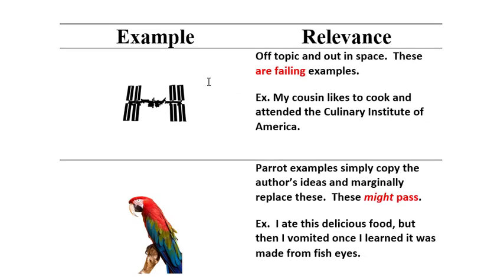So the first, let's call this a level of example, and I have my little space station here. With these sorts of examples, they're just failing because they're out in space somewhere. They're off topic. So for our particular Clyde Kluckhohn response, let's say I came up with an example. I have a cousin, and this cousin likes to cook, and he also attended the Culinary Institute of America, and he makes these fantastic, elaborate dishes for family functions.